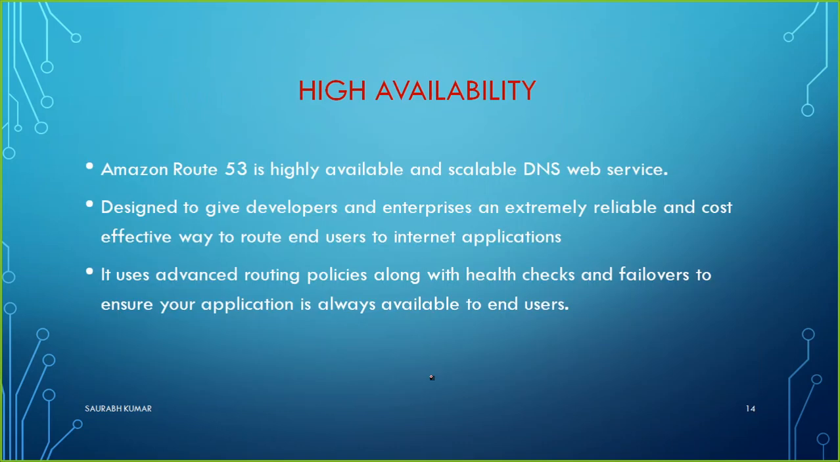Very first thing is it gives high availability. How is it giving high availability? Because Amazon Route 53 is a highly available and scalable DNS web service. As I told you, it is not a region based or availability zone based service, so it is accessible from anywhere. It is available all the time. It gives you an SLA, service level agreement.